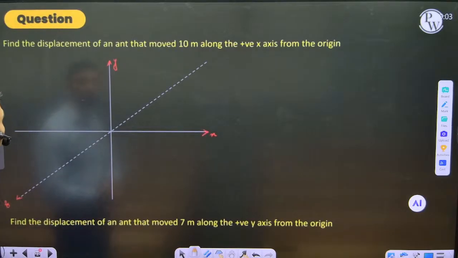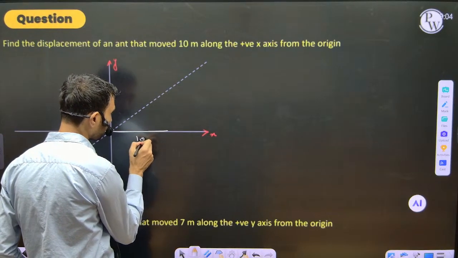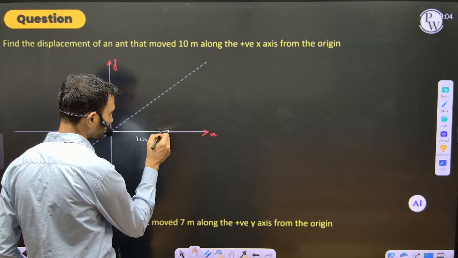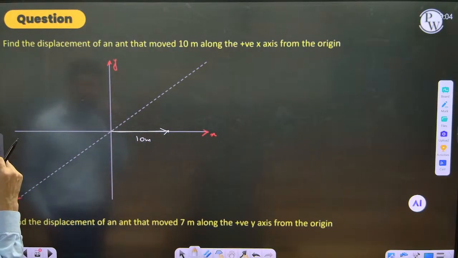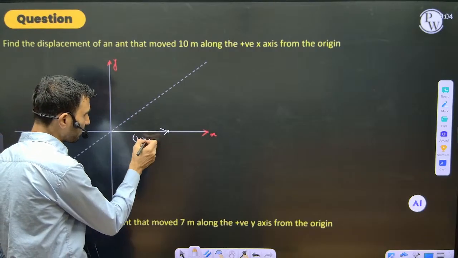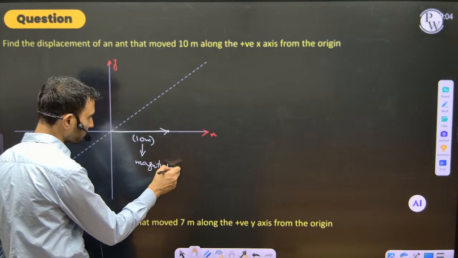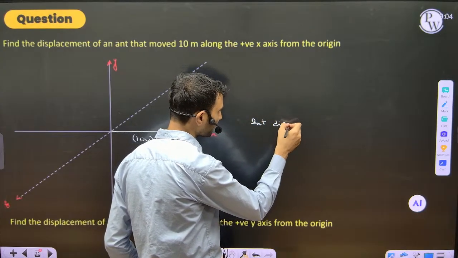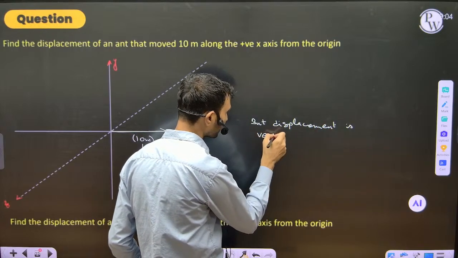So let's move on. Find the displacement of an ant that moves 10 meters along the positive x-axis from the origin. So from here, if you move, let's say 10 meters along the positive x-axis, you end up reaching here, right? So you have to find the displacement of the ant, 10 meters. Now see, 10 meter is simply the magnitude, but displacement is a vector, right?